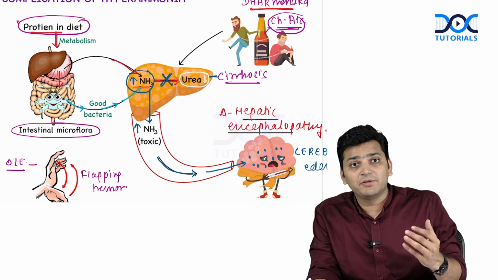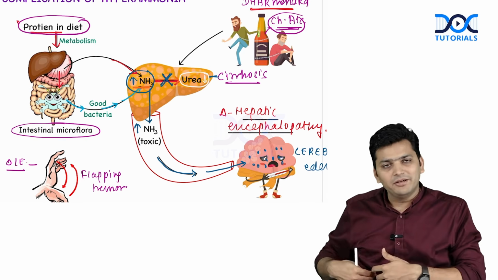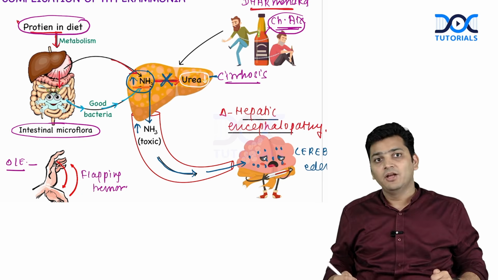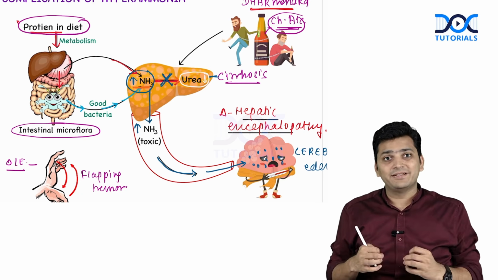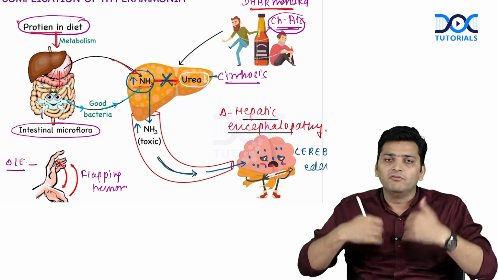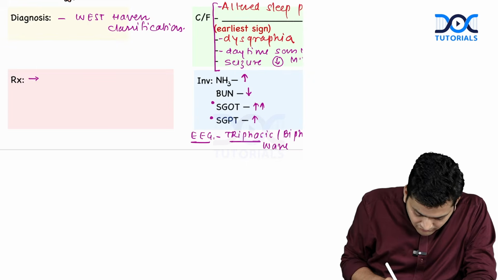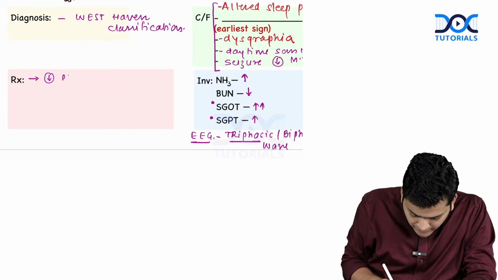So you will tell this patient to eat more protein or less protein? Less protein. And how to kill the intestinal bacteria? You will give the antibiotic. Or you can give a laxative so that his stool frequency will increase and the gut flora will be washed out. So I can say that for the treatment, first thing, we are going to decrease the protein in the diet.